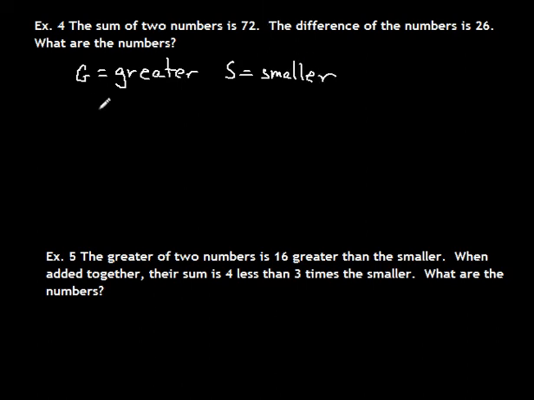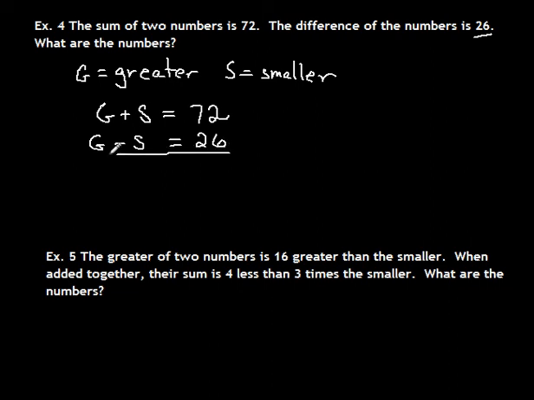So the sum of two numbers, so the greater plus the smaller equals 72. The difference, now here's the key, you have to write down which one is the bigger one. If you use G, you know it's the bigger one. The difference, you always want to do the bigger one minus the smaller one, is 26. Otherwise you would get a negative number, and it's not a negative number.